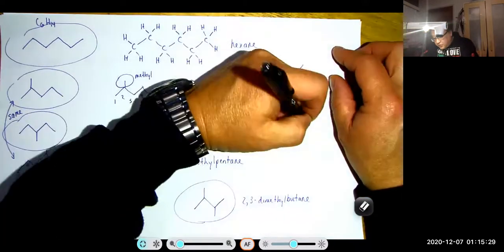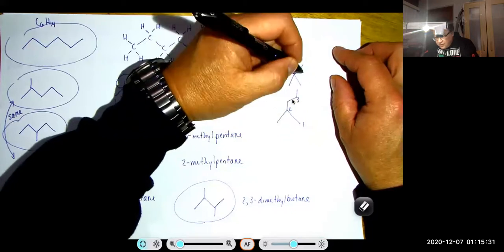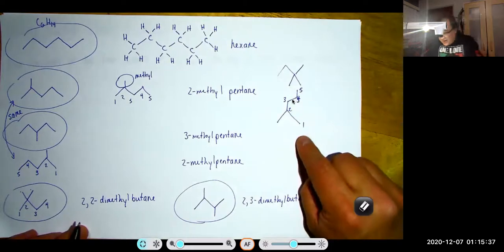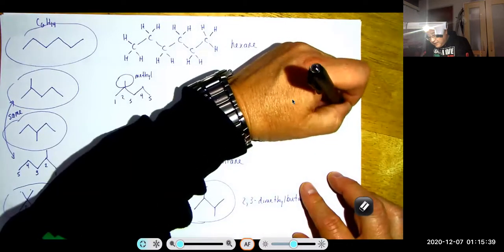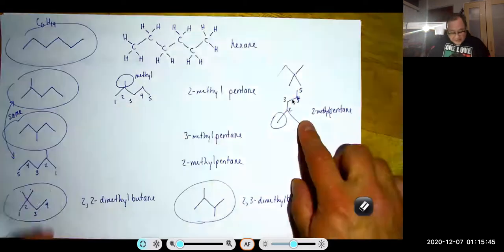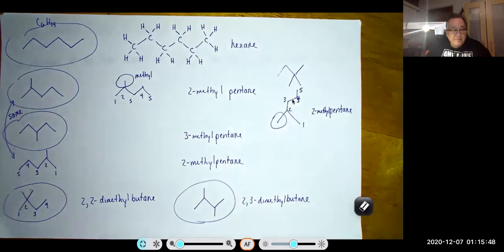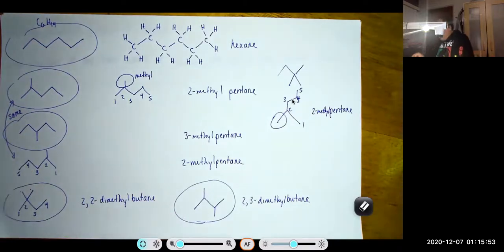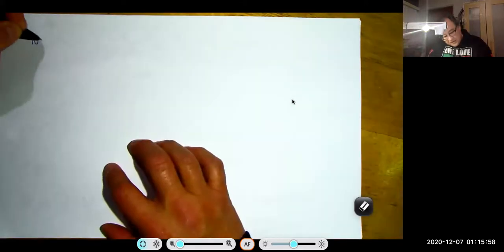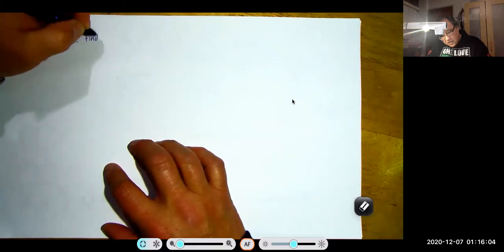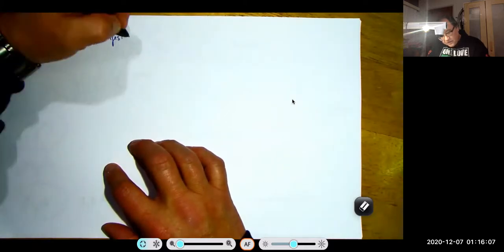However, 1, 2, 3, 4, 5. The parent on this one is 5, so that's pentane. And this guy is a 2-methyl. So this guy is indeed that guy, and that guy, we've already drawn it. So the idea here is that when you are trying to name these, for naming, the first thing you do is find the longest chain of carbons.